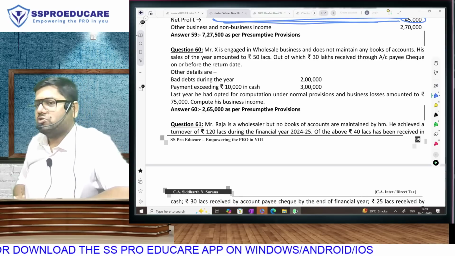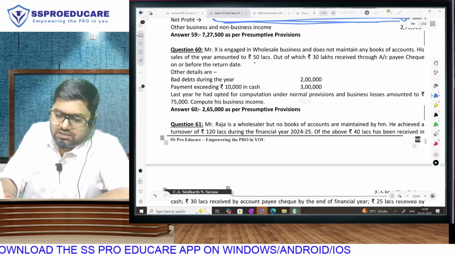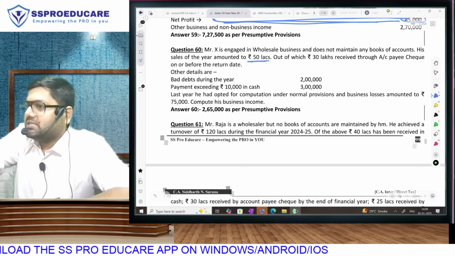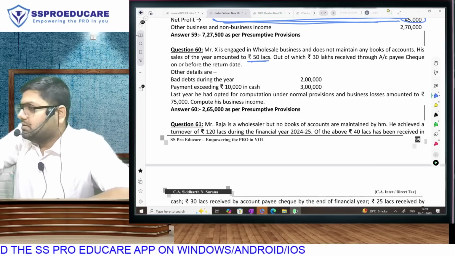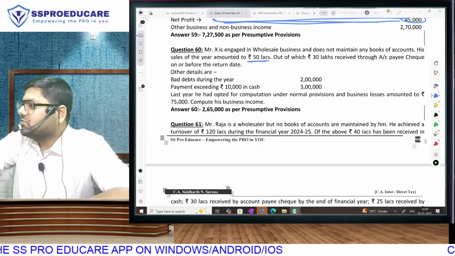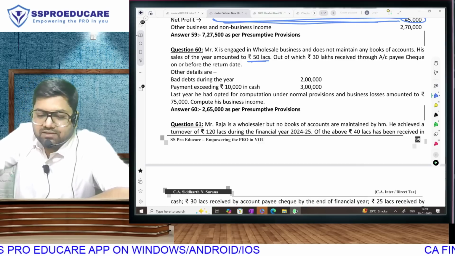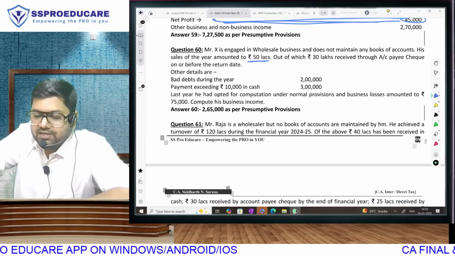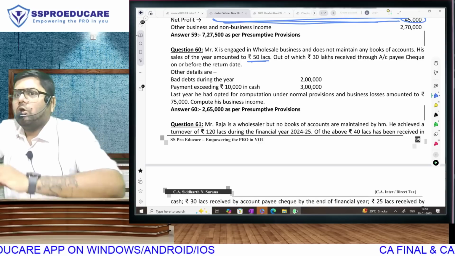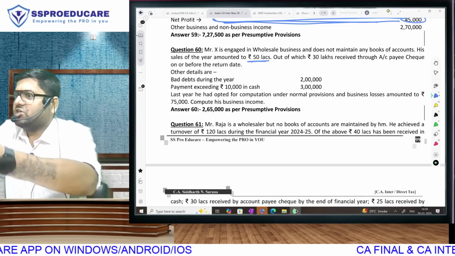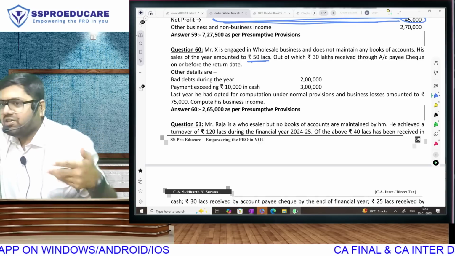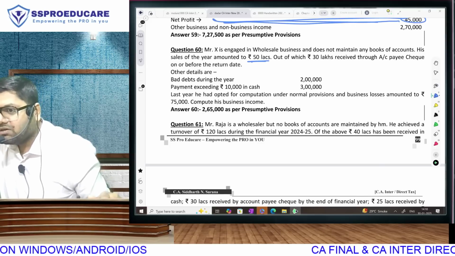He does not have books of accounts. So how will you compute? You will take his turnover. First decide whether he is eligible. Condition 1: turnover should be up to 2 crore. Out of that, 30 lakh is received through banking channels. That means 20 lakhs should be in cash. Yeah, 40% cash. The threshold is only 5%. So is he allowed presumptive? Yes.